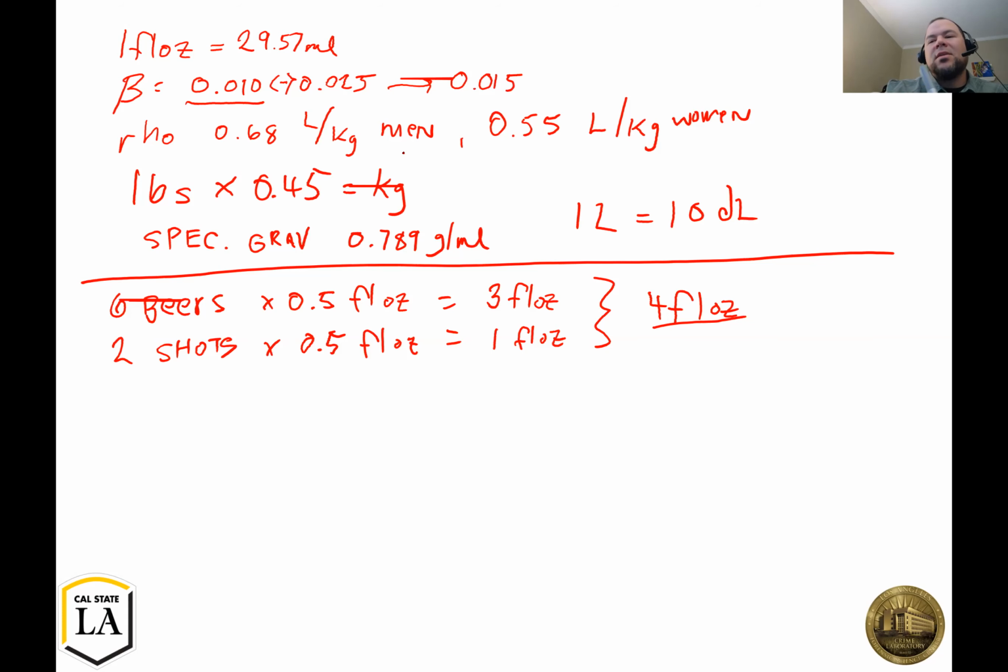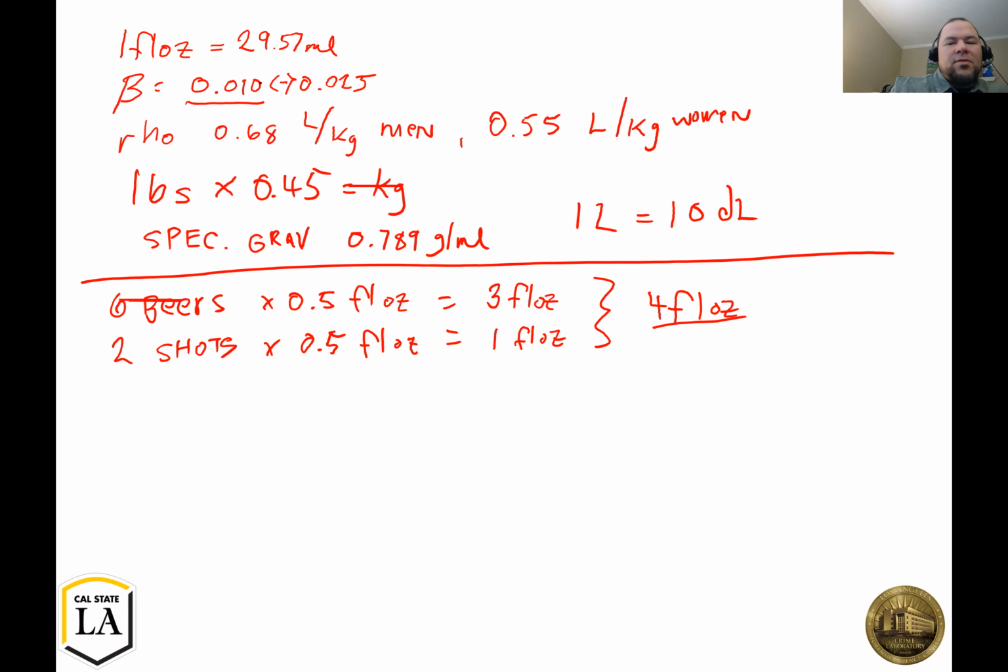So since the question's giving you a BAC range, the way I think about this question is that's probably because they're using different betas. But that's kind of the way I think about it. So that's why I said go ahead and use these two betas and see if any of your answers are one of the answers that you have for you in this example.